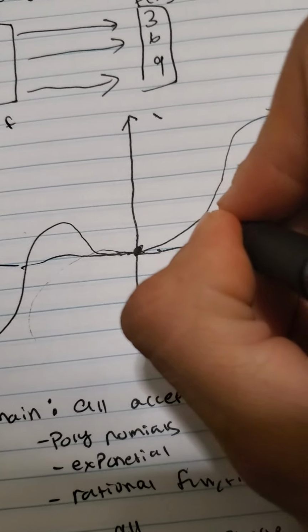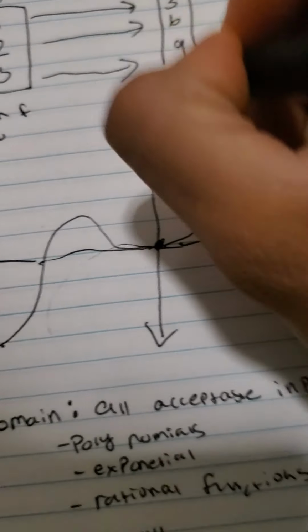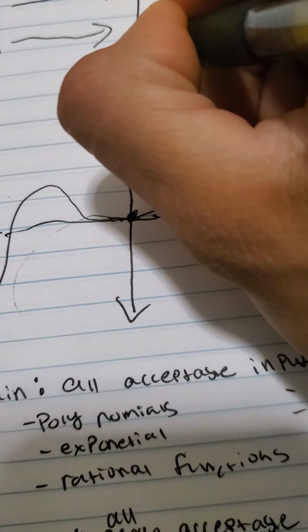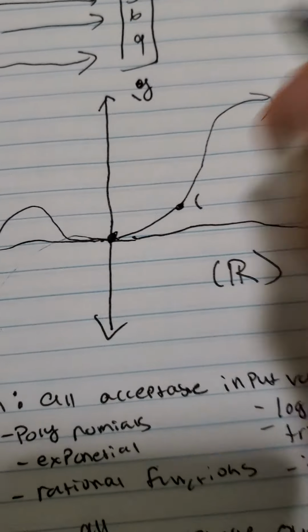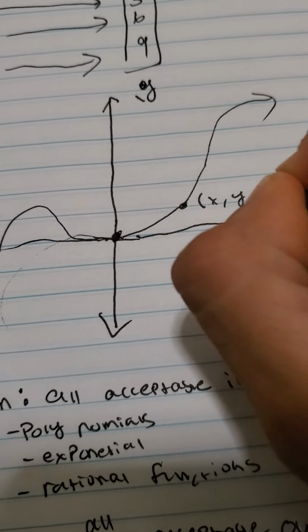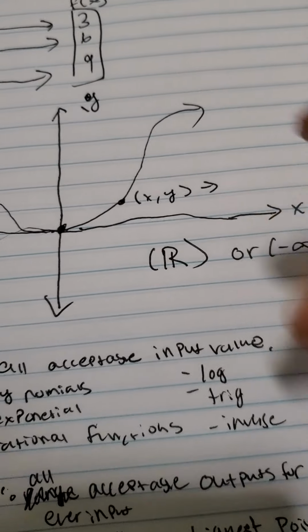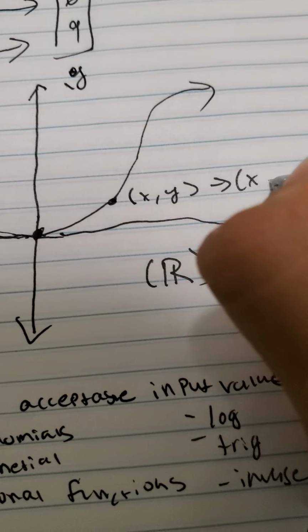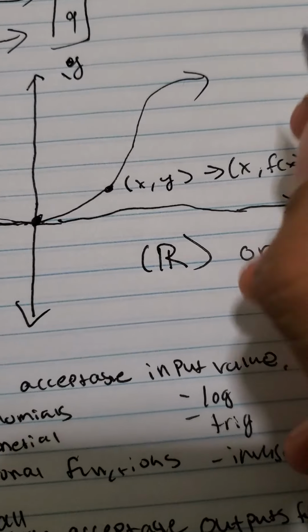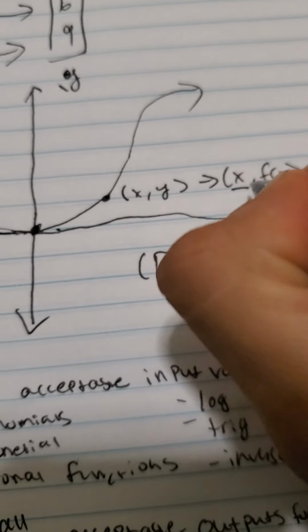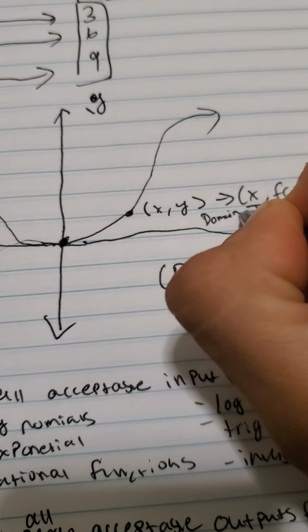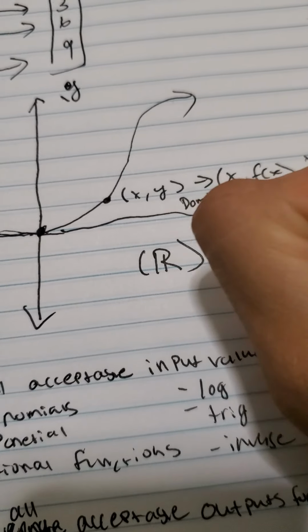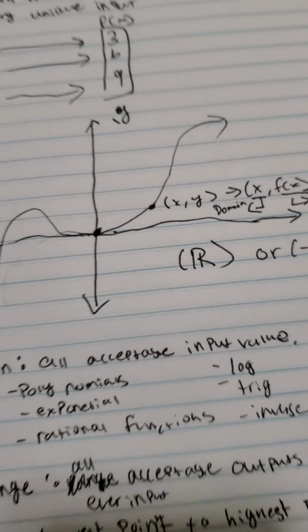So if we have a point, if this is x and this is y, pretty much the coordinate x, y could also be written as x, f of x. Pretty much, the x is the domain. F of x is the range. And so that's pretty simple.